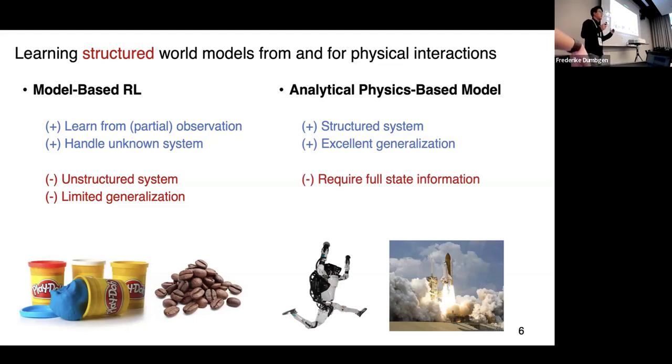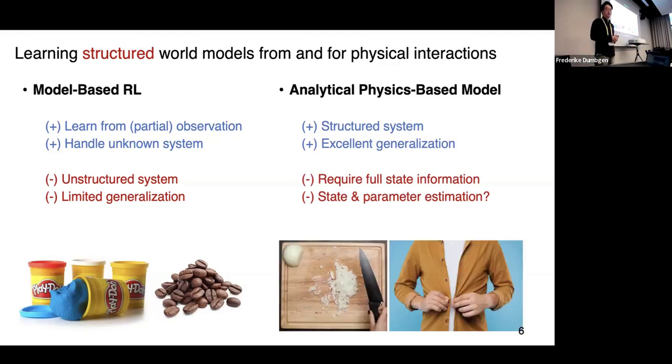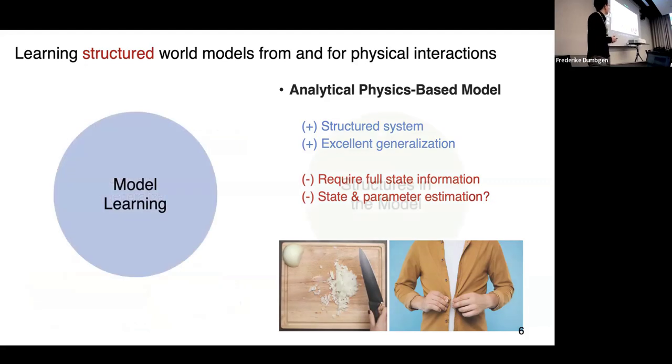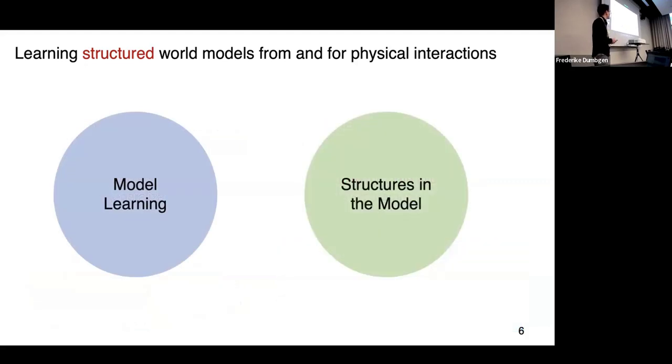But using full physics-based models typically requires that you have the full state information of the environment, which is sometimes very hard or even impossible to obtain for real-world complicated manipulation tasks. For example, manipulating a pile of onion pieces, it's impossible to estimate the state of each and every one of the onion pieces. Or for buttoning your shirt, you only have to know the local interactions of the region near your button to actually do the task. Whereas for a physics-based model, you actually have to know the full state of your clothes before you can do this buttoning process. So on the left is model learning, and on the right is structures in the models.